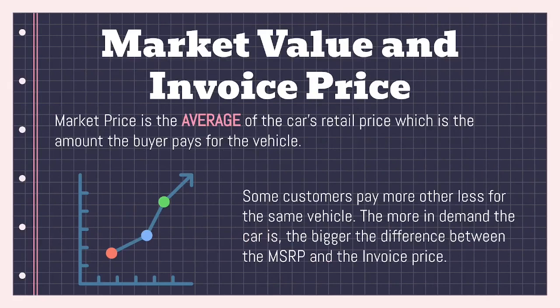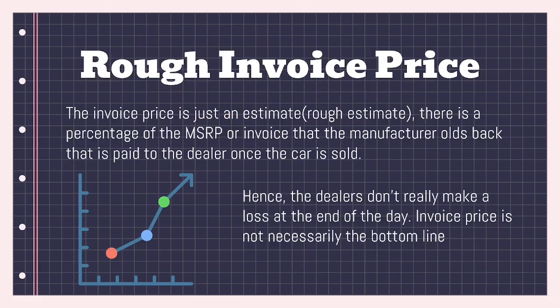Market price is the average of the car's retail price, which is the amount the buyer pays for the vehicle, right? Some customers pay more than others for the same vehicle. The more in demand the vehicle is, the bigger the difference between the MSRP, which is the manufacturer's suggested retail price, and the invoice price, which is the price the dealer bought the car for from the manufacturer. So the invoice price is just a rough estimate, right?